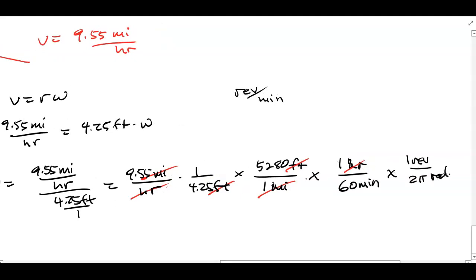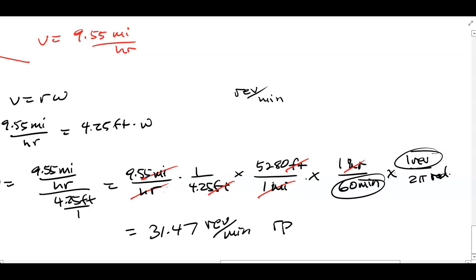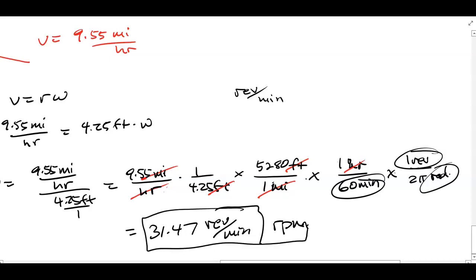Let's see what I get here. If I do all the math on a calculator, I get 31.47. Now let's see what units we have. We have revolutions per minute, RPMs, basically. Remember, the radians isn't always written, so you don't need to worry about it. So this is the answer. All right, I hope that helps.